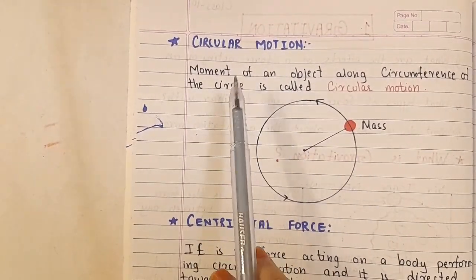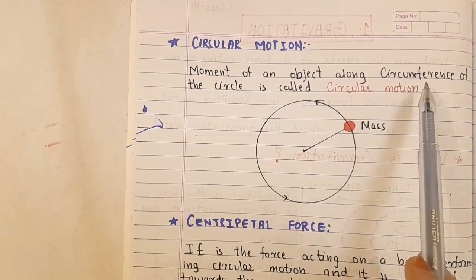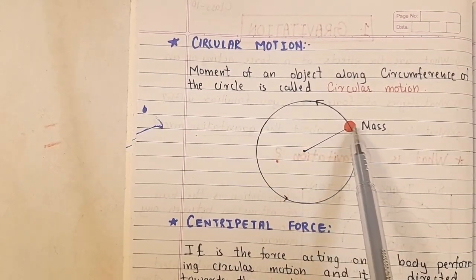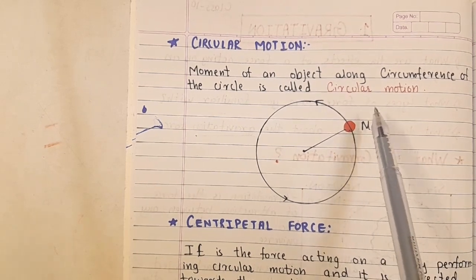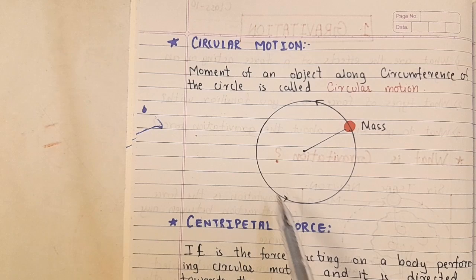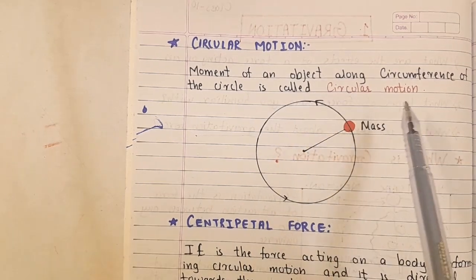Next topic is circular motion. What is it? Movement of an object along the circumference of a circle. This is an object of any mass, and this object will move along the circumference of the circle. This is called circular motion.